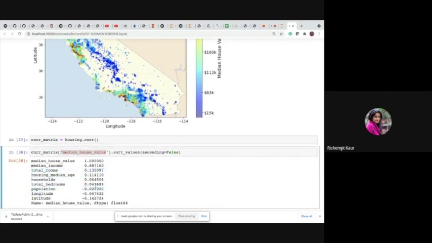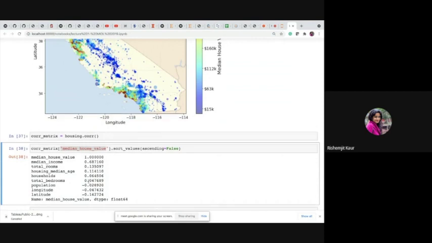So let's see if it has correlation with the other variables as well or not. Let's say we see that the first variable with which it has the highest correlation is the median income. What is the median income of the people in that block or the district? The higher the income, it means more money they can pay, and the higher the value of the house will be.